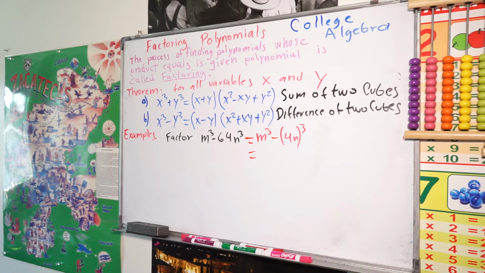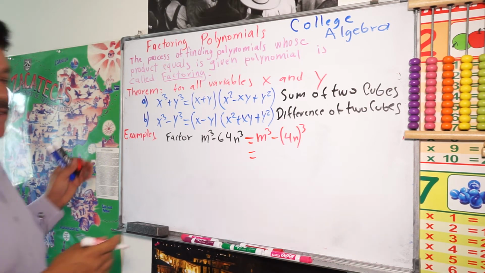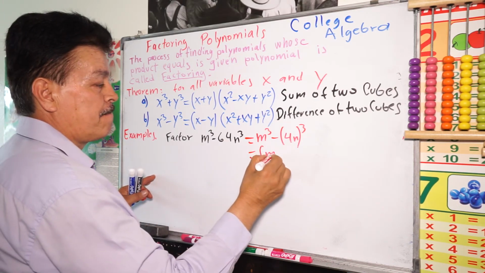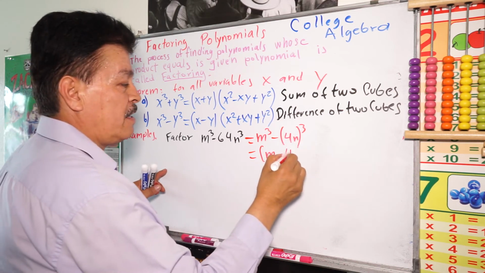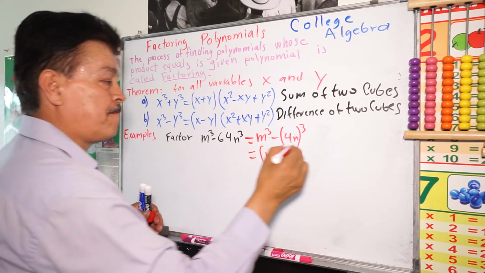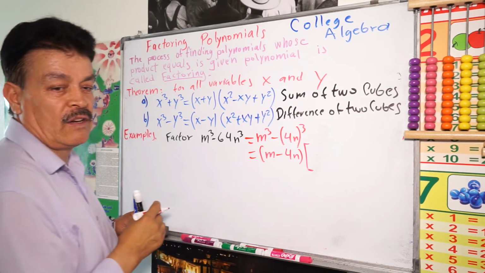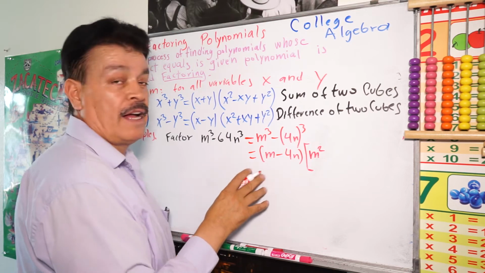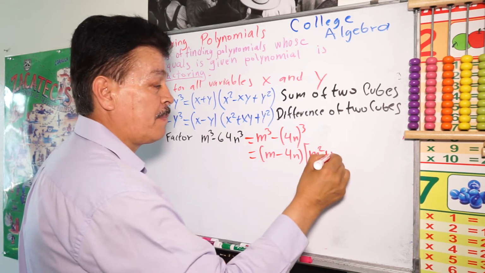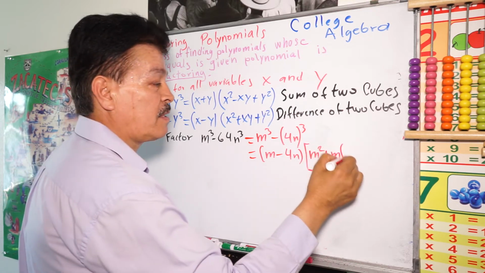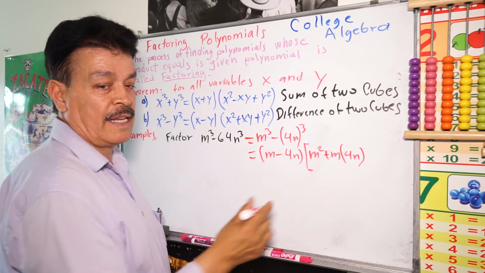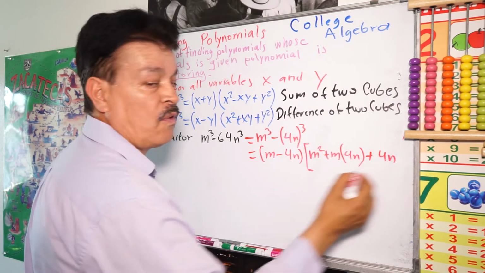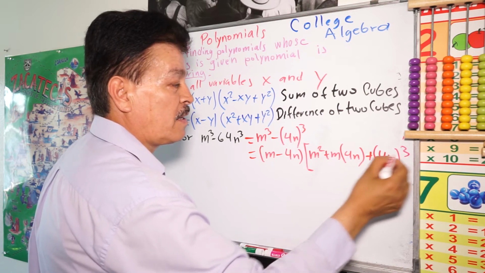If you simplify those, you're going to have m minus 4n times, it's a little bit extended, this is m to the second power, plus m times 4n, plus the last one, 4n to the third power.